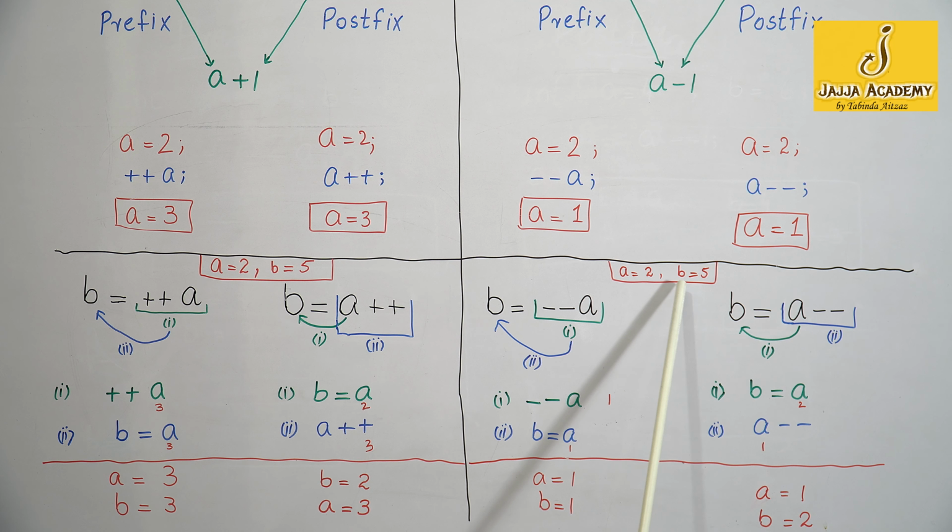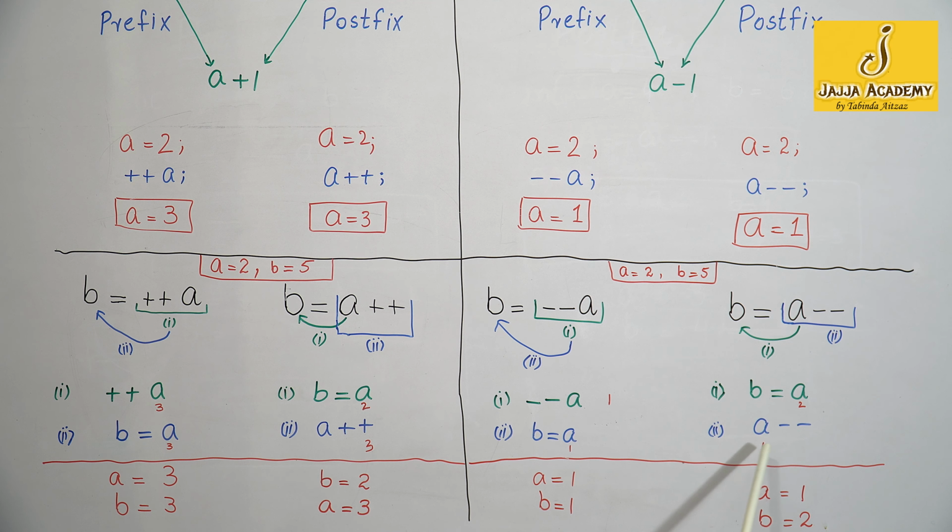So b is equal to 2, and after assigning the value, a-- will be evaluated in the second step. Now the value of a is equal to 2, and 2 will be decreased by 1, then a will become equal to 1. So the output of variables a and b after the execution of this statement will be a is equal to 1 and b is equal to 2. Here you can see the difference between prefix expression and postfix expression.